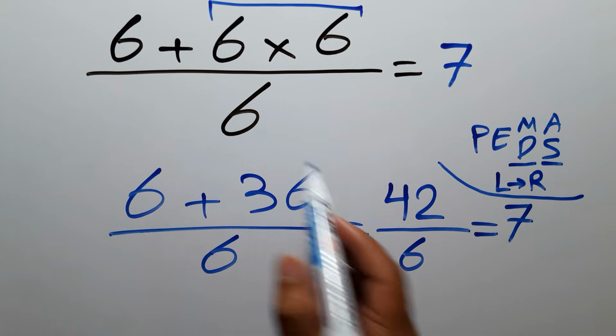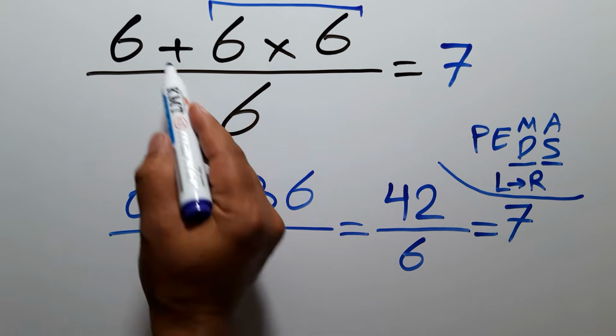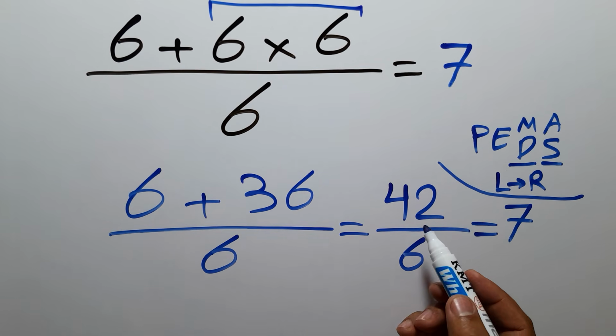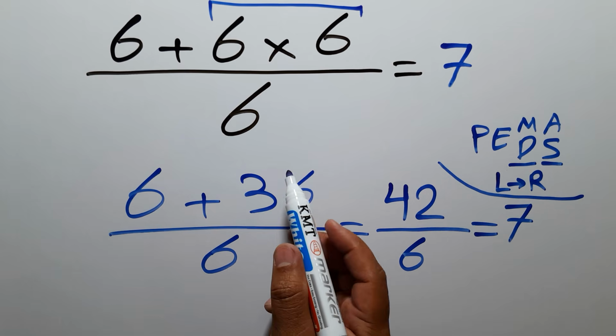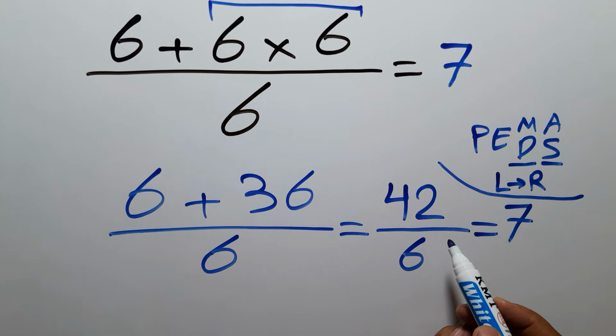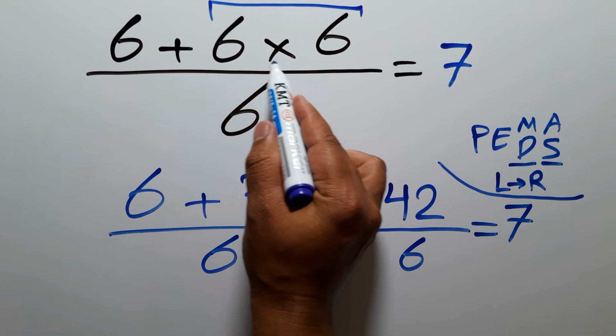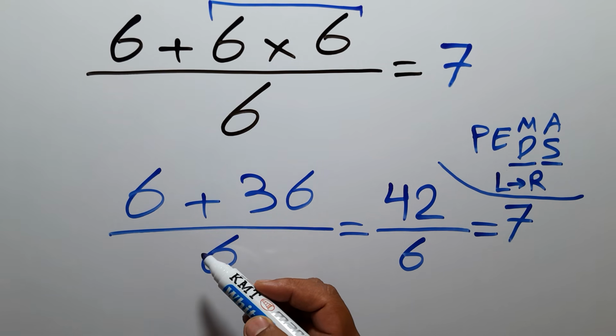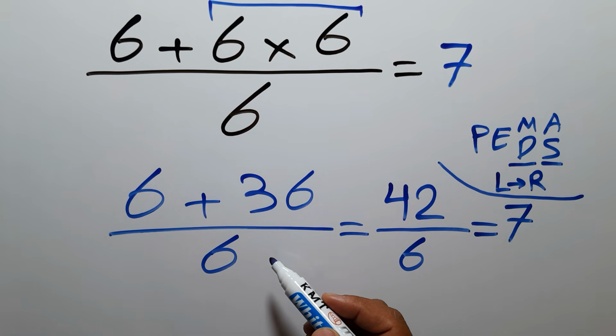Okay? In the numerator, we have one addition and one multiplication. According to PEMDAS, multiplication has higher priority than addition because multiplication comes before addition. So here, first we have to do this multiplication, then this addition. So this answer is correct.